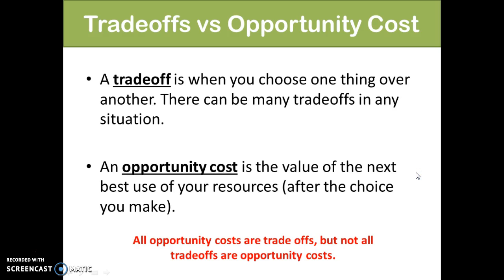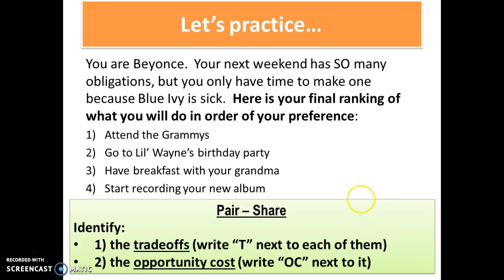So in summary, a trade-off is when you choose any one thing over another. You're going to have a lot of trade-offs in a situation, but there's only going to be one opportunity cost, and that one opportunity cost is always your second choice. So here's a practice. Pause the video. Try this one out on your own. Again, read the directions carefully. This is the final ranking of what you will do in order of your preference.